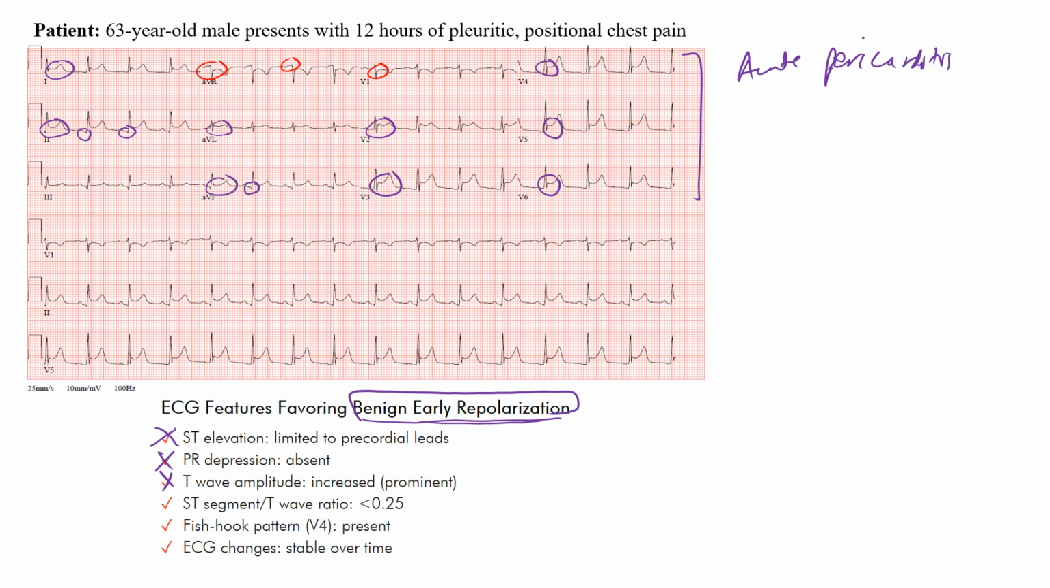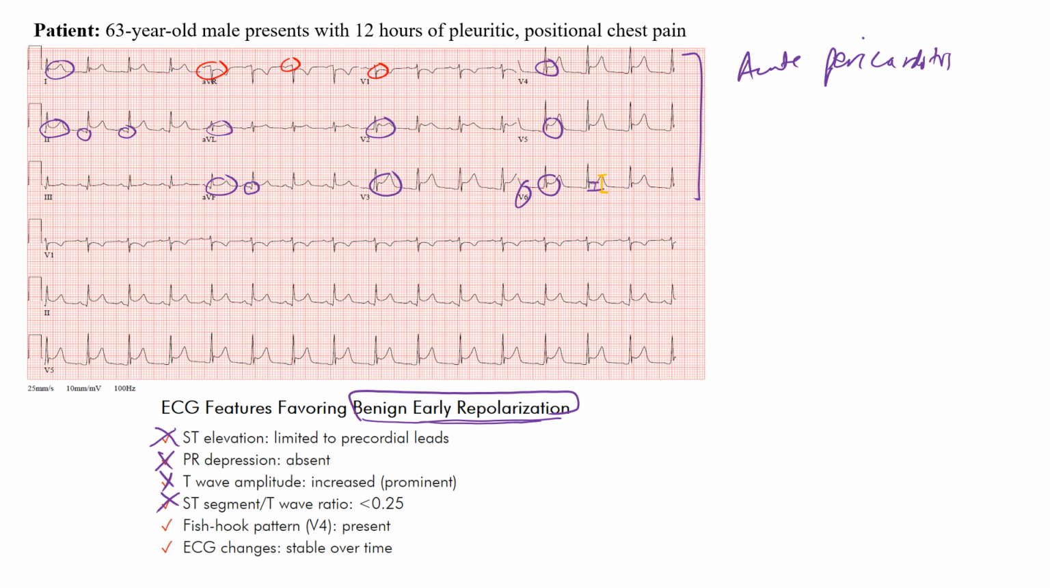Is the ST segment to T wave ratio less than 0.25? Well, if you look here, remember we said that if we take V6 and measure that out, that would be the ST segment. And then you'd also want to measure the one for the T wave. And it looks like it's clearly more than 0.25. So that's also not there.